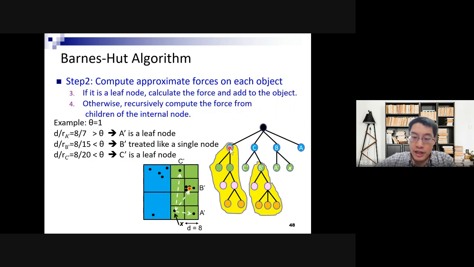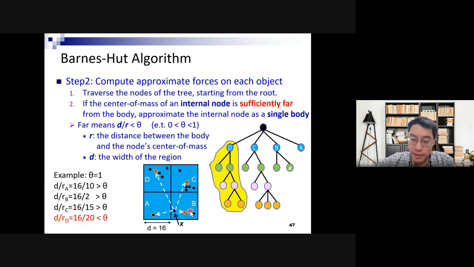And same thing for C and B and A, we will stop here as well because A is a single item. It's already the leaf node. So of course, this object in A we will treat as a single object in our computation. But for B and C, you can see, although they are pretty close to each other, they are also pretty close to X. So for example, let's just say the ratio doesn't satisfy theta. That means we need to further break C into smaller subspaces.